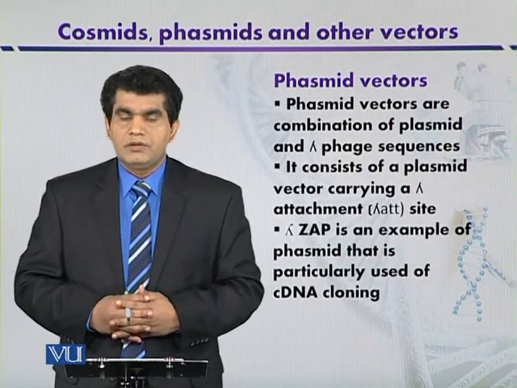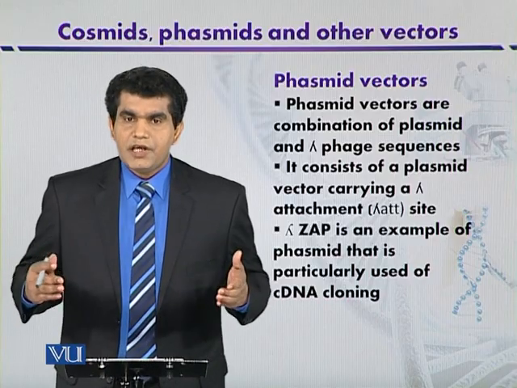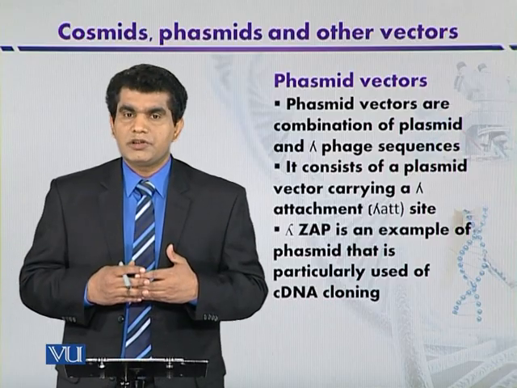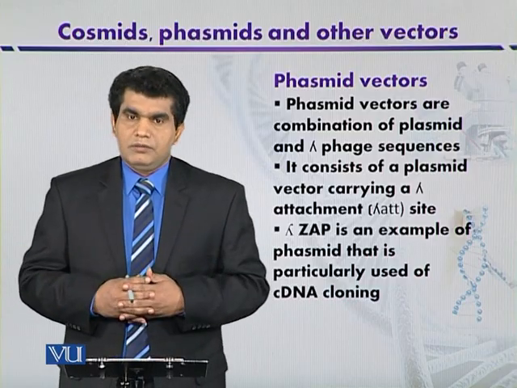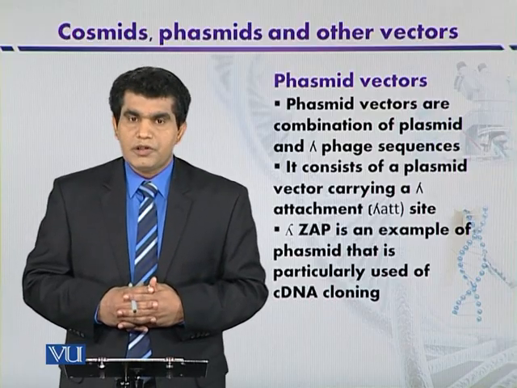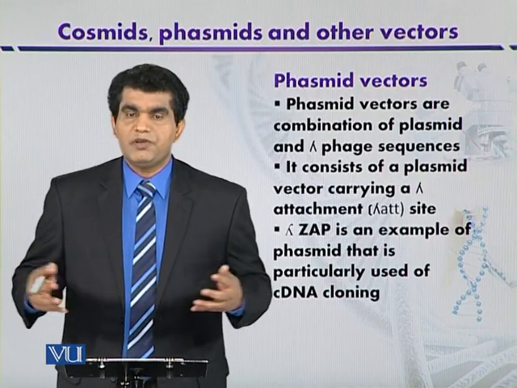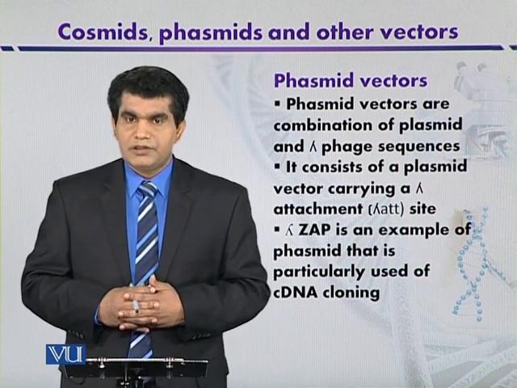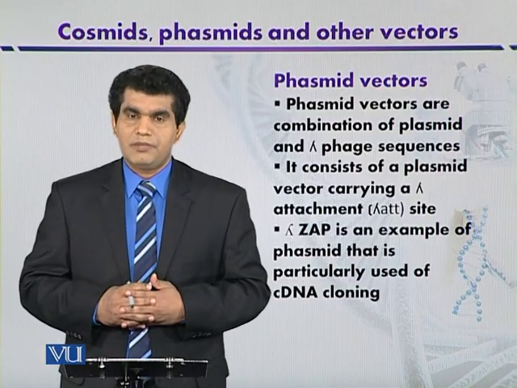Phasmid vectors. Phasmids are also a combination of the plasmid DNA plus the lambda genome. And here the lambda genome includes the attachment site of the lambda genome DNA. So such a combination of plasmid DNA including the lambda attachment site, they are called as phasmid vectors. Phasmid vectors can be synthesized by the insertion of the plasmid DNA into the lambda genome.